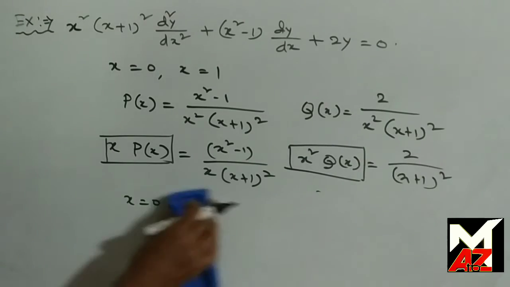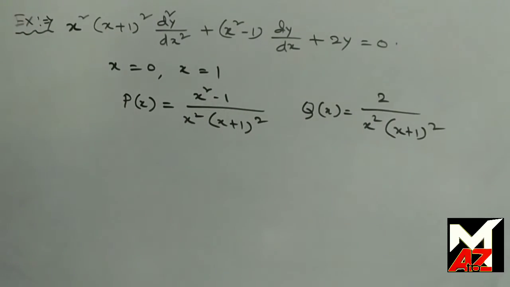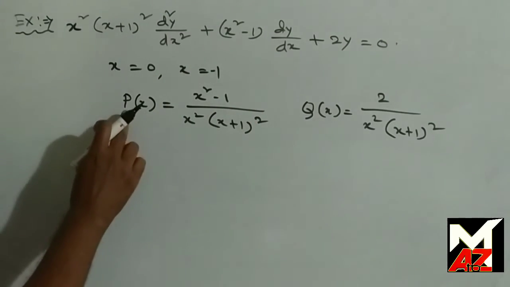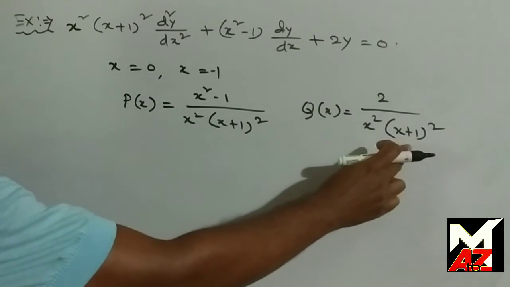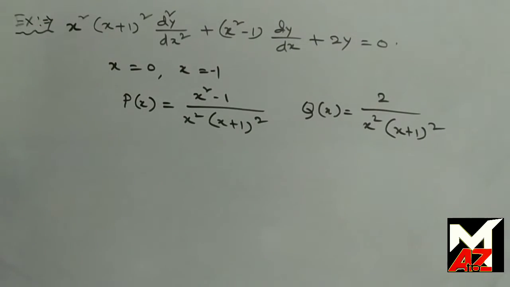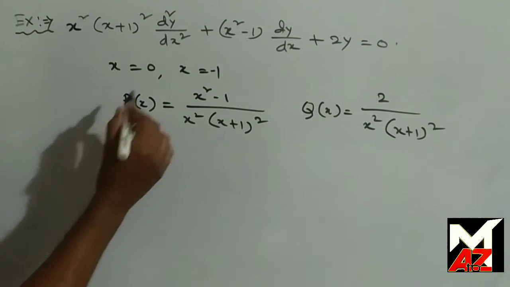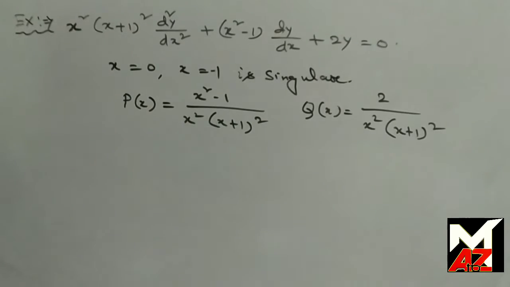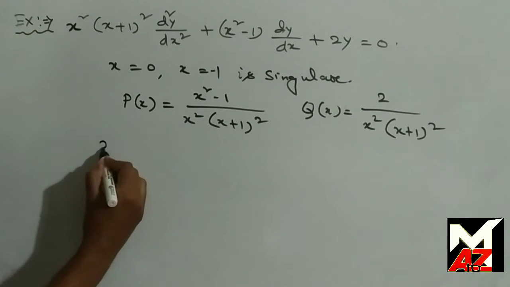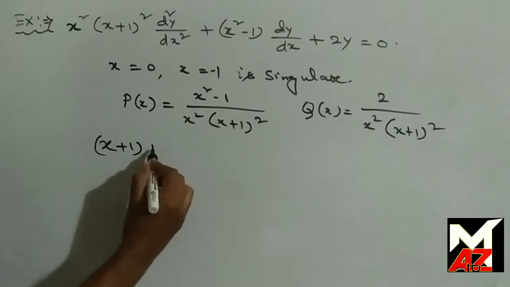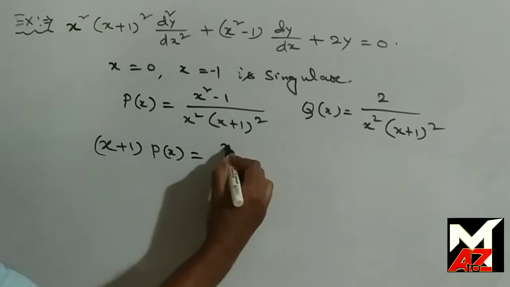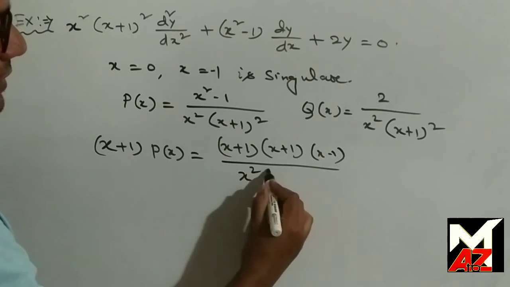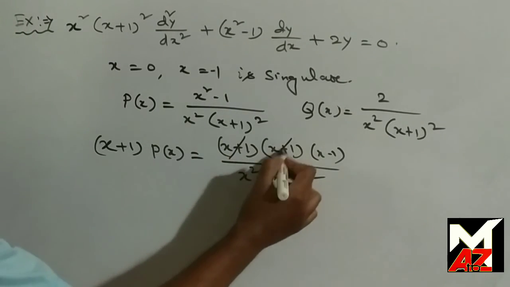Now we check for the point x equal to minus 1. Here p of x and q of x both are not analytic at x equal to minus 1. So we say that x equal to minus 1 is singular. Now we take (x plus 1) into p of x. This is (x plus 1) into (x plus 1) into (x minus 1) by x square into (x plus 1) whole square, and x plus 1 cancel.